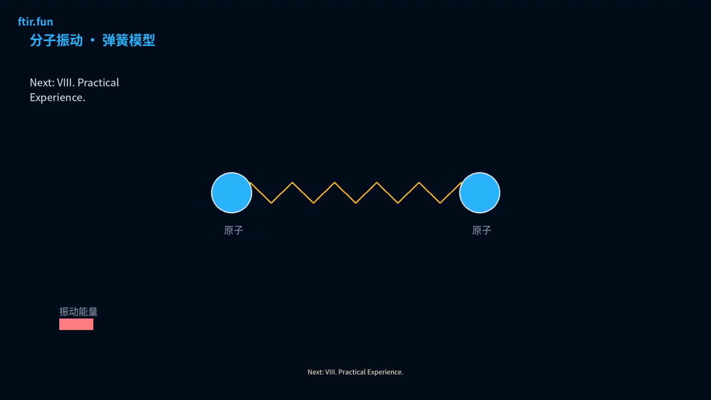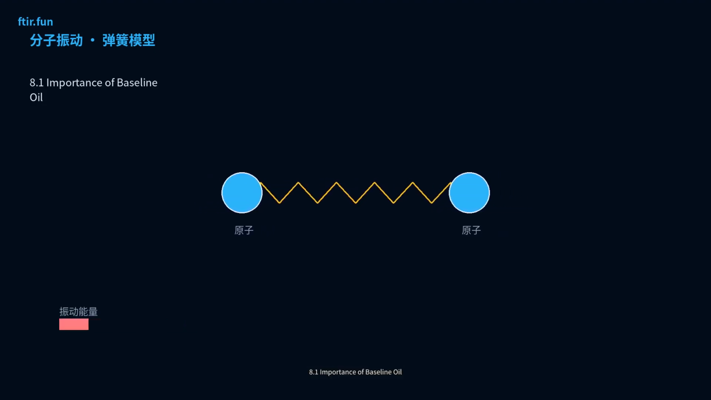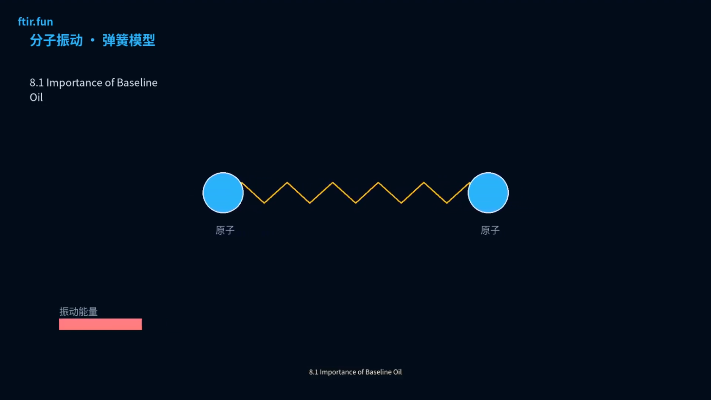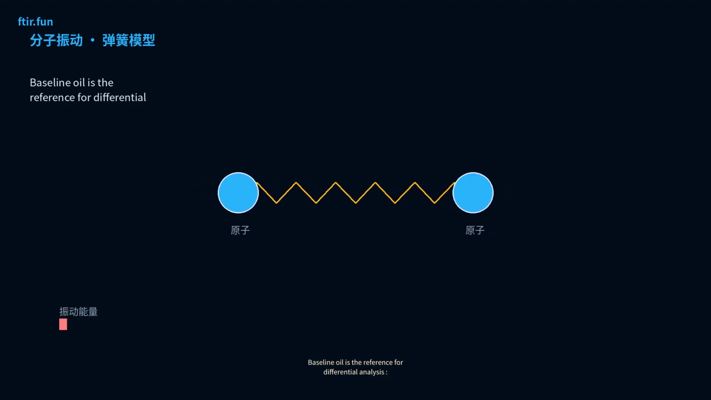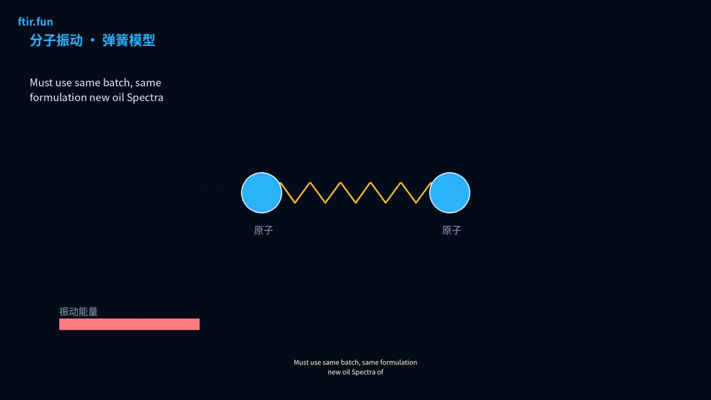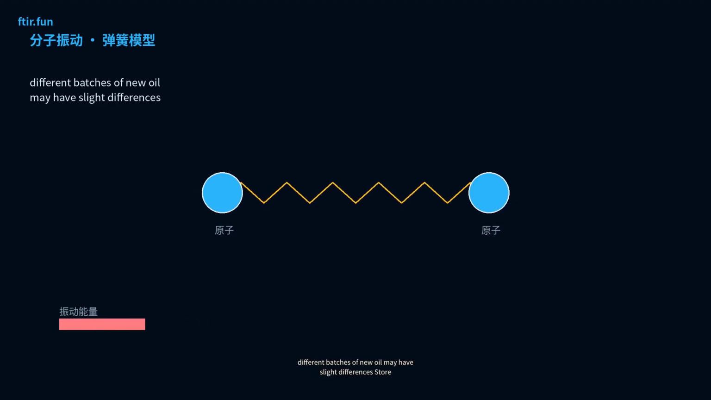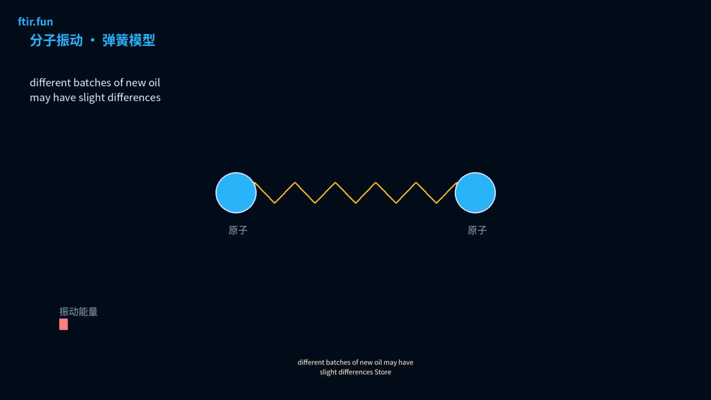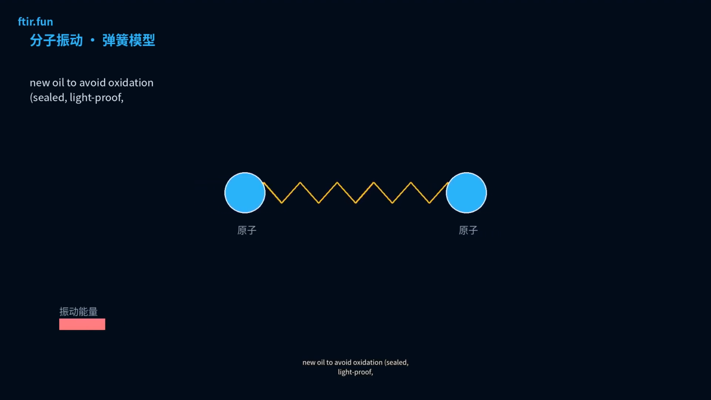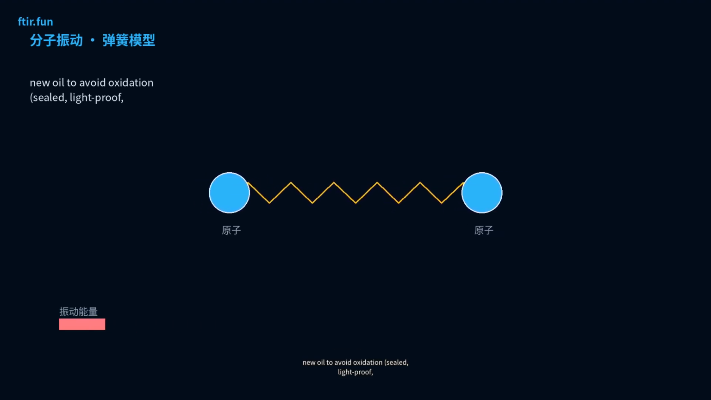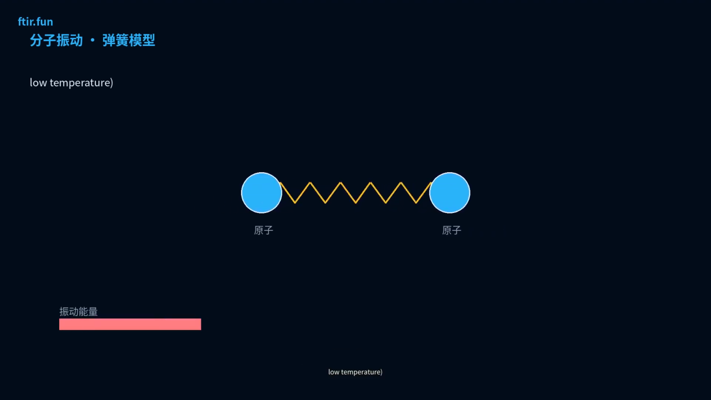Next, practical experience. 8.1 Importance of baseline oil. New oil is the reference for differential analysis. Must use same batch, same formulation. Spectra of different batches of new oil may have slight differences. Store new oil to avoid oxidation: sealed, light-proof, low temperature.